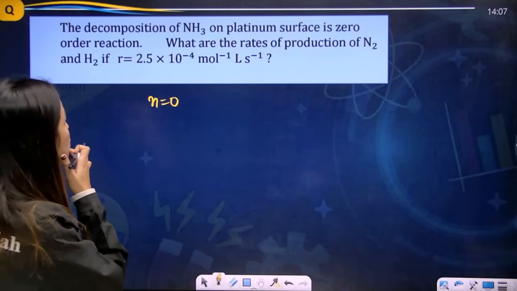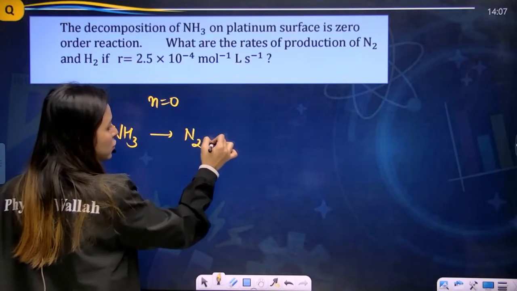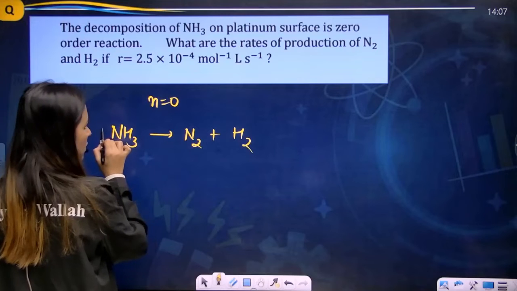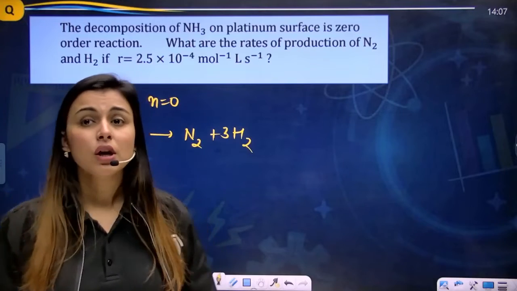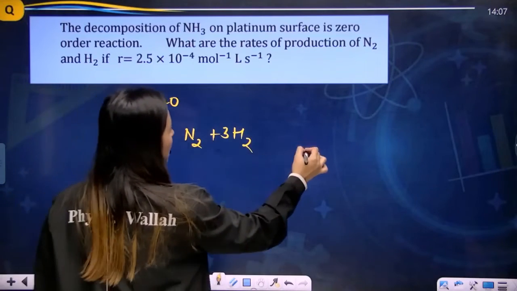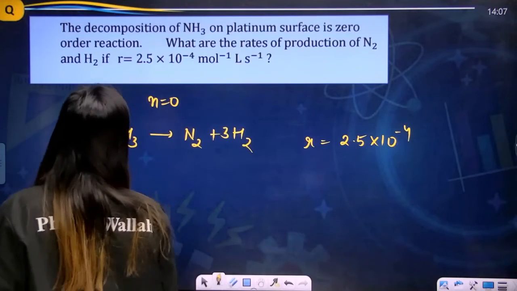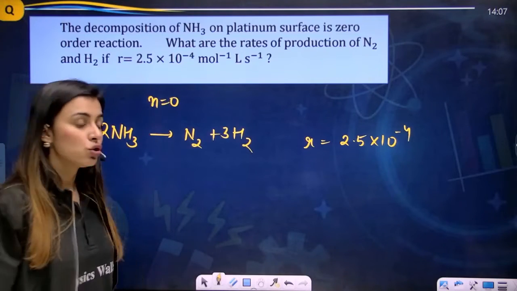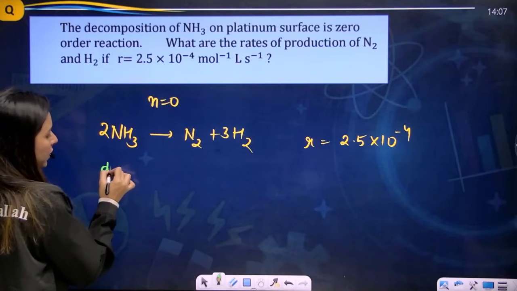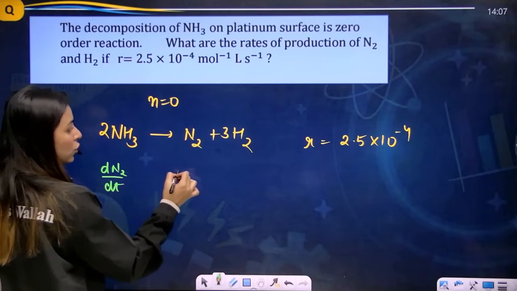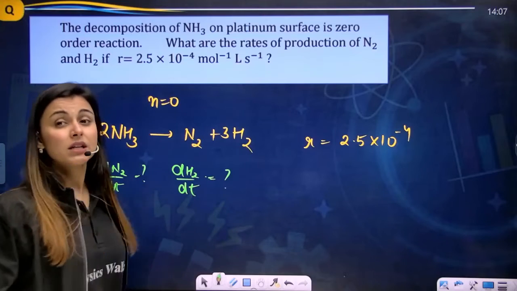Okay, so now my dear students, you are given the decomposition of NH3. When you talk about NH3 decomposition, the reaction is NH3 giving N2 plus H2. Let's just balance it out here. 2 NH3, yeah, this is your balanced reaction. Now you are given the rate of the reaction R is equal to 2.5 into 10 raised to the power minus 4, and you have to tell the rate of production of N2 and H2. This means you have to give the value of d[N2]/dt and also the value of d[H2]/dt. These are the values which you are supposed to calculate. Okay, so how are we going to calculate?